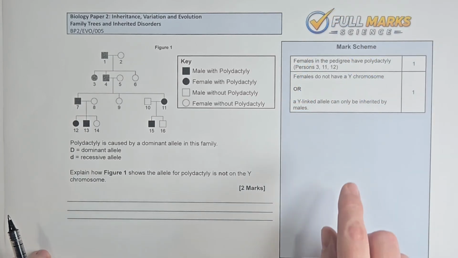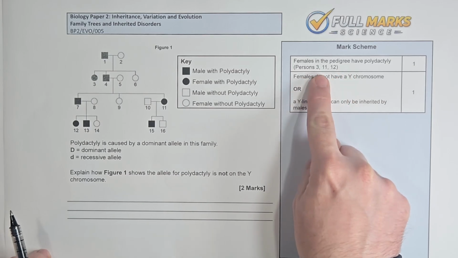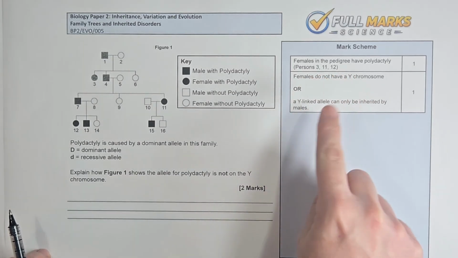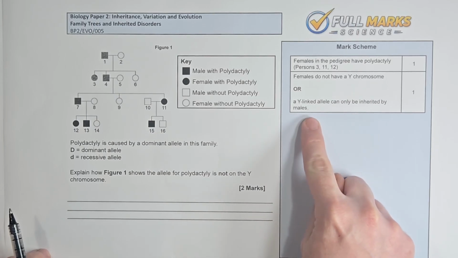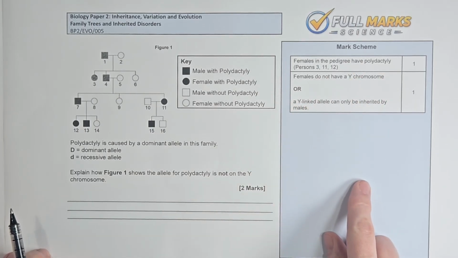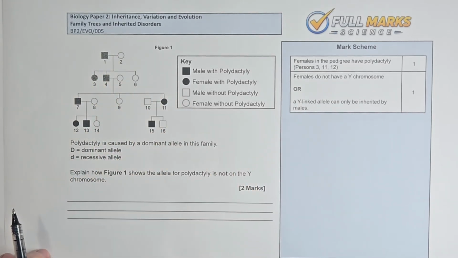Okay, and here is our mark scheme. So we've got females in the pedigree have polydactyly, persons 3, 11, and 12, and females do not have a Y chromosome, or a Y-linked allele can only be inherited by males. So really straightforward 2-mark answer, but we want to see how we can get to that from this diagram.